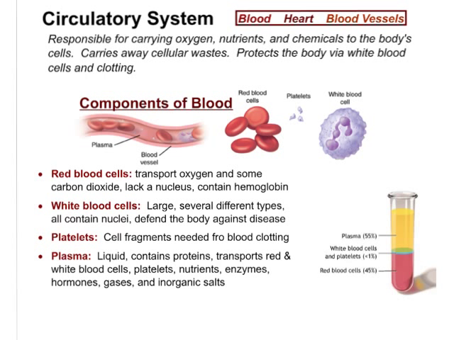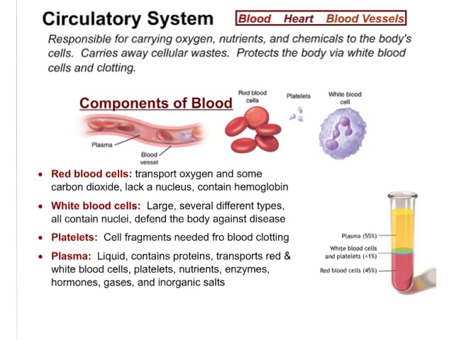White blood cells are very large. There are several different types of white blood cells, and they all contain nuclei, and they help defend the body against disease. Platelets are cell fragments that are needed for blood clotting.